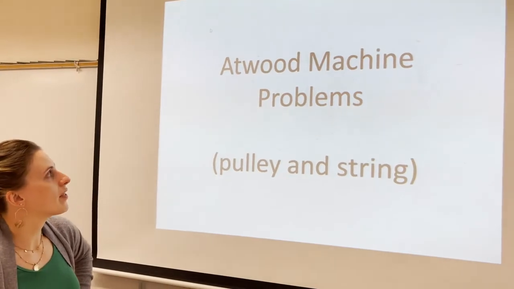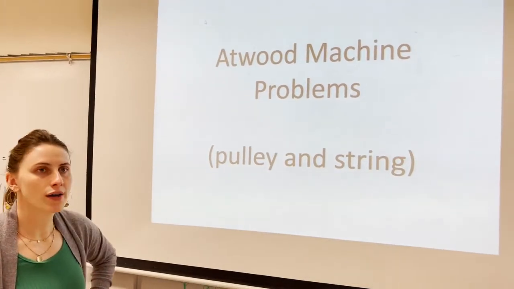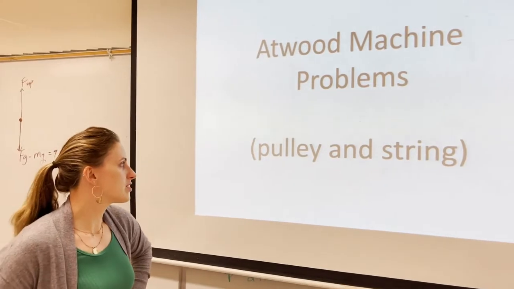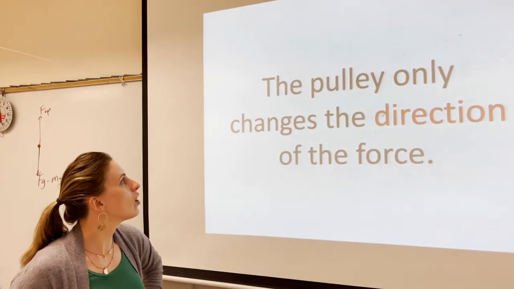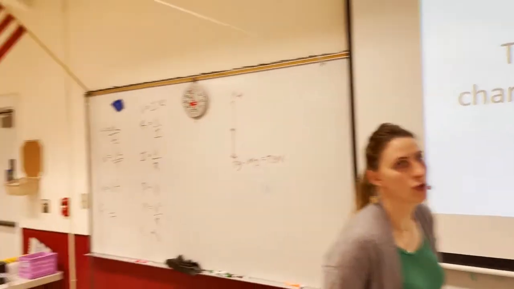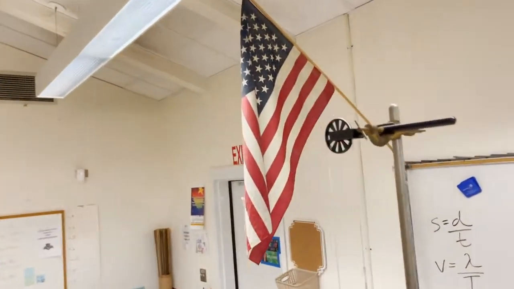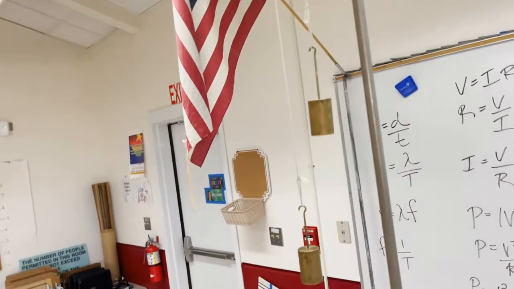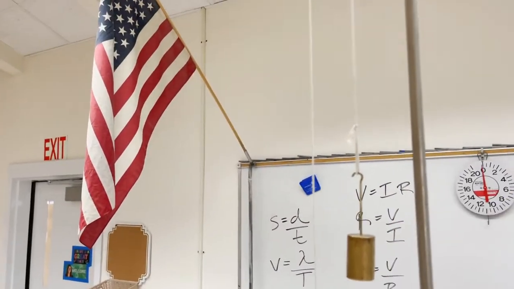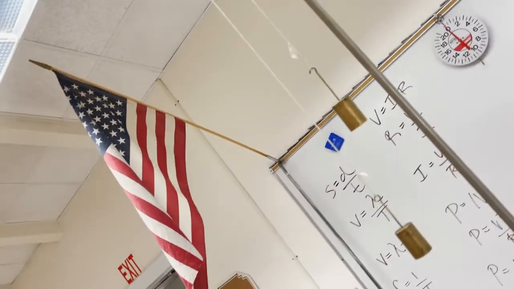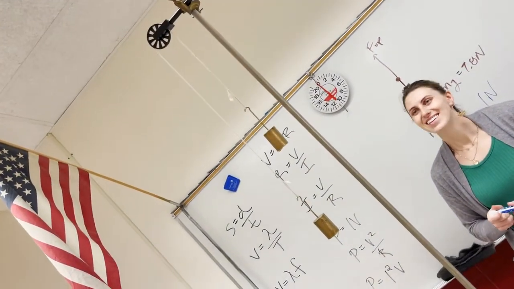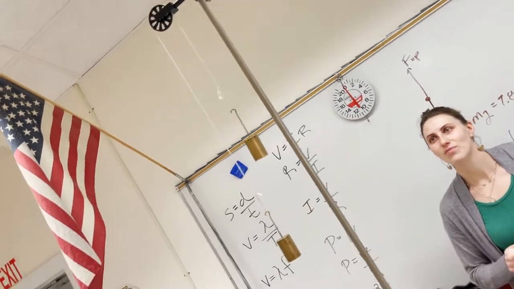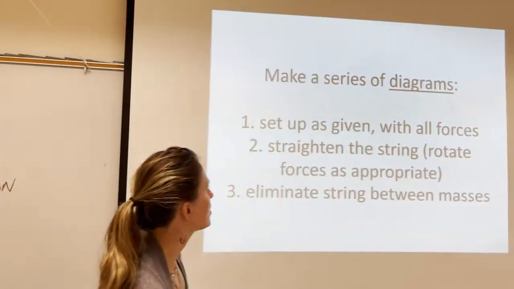Think about that Atwood machine problem that we did a while ago, I think it was first semester. It was the pulley and the string, and the pulley only changes the direction of the force. Here we've got the pulley and the string, and what it's doing is changing the direction of the force. And if you recall, we found the mass of a stapler using an Atwood machine. So what are our steps for this?